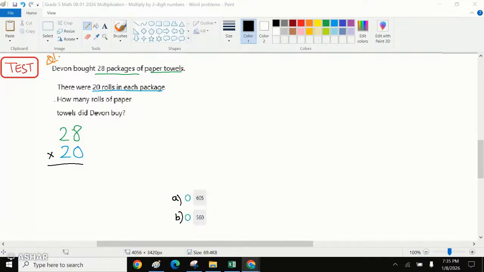Okay, so let's continue. 0 multiplied by any number would be a 0. 0 multiplied by 2 would be a 0. We put a 0 because it's a tens now. 2 multiplied by 8 is 16. We carry a 1. 2 multiplied by 2 was 4, right? Agreed?